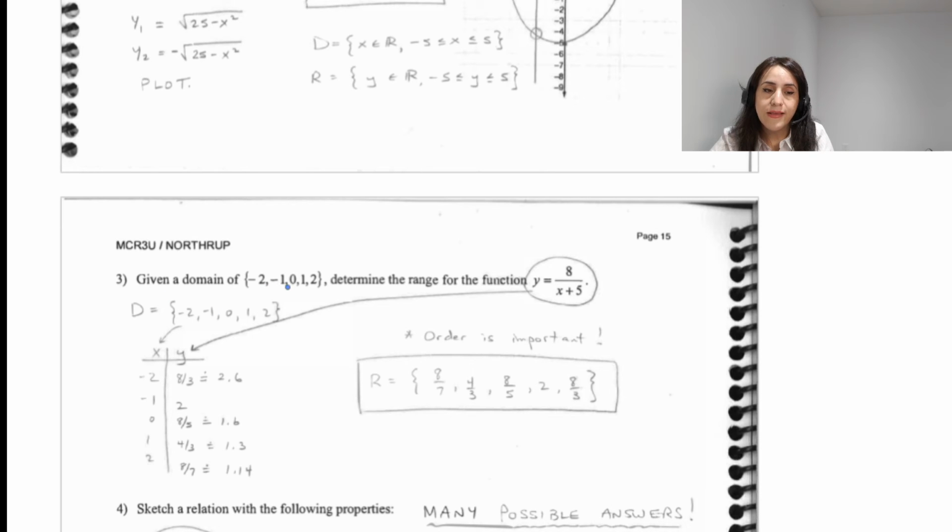Then for this set of domain data, the range is going to be 8/7, 4/3, 8/5, 2, and 8/3. As you see, the numbers are coming from biggest to smallest, but when I'm writing, I want to write them in order from smallest to biggest. Then it's going to be 8/7, 4/3, 8/5, 2, and 8/3. Hopefully you like this example. Now I want to go to the next example.